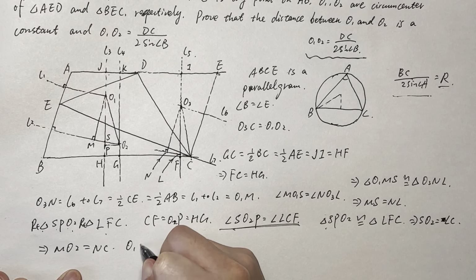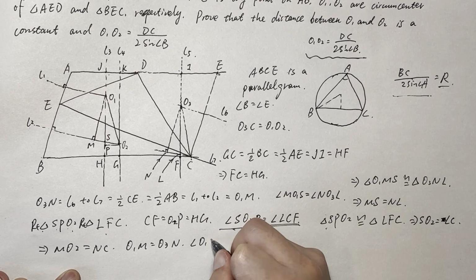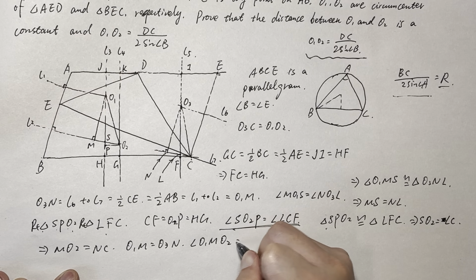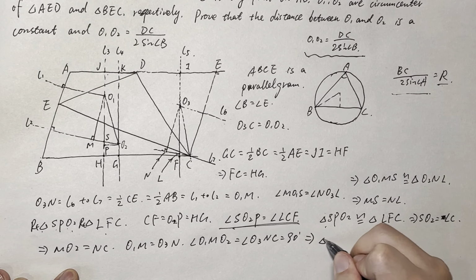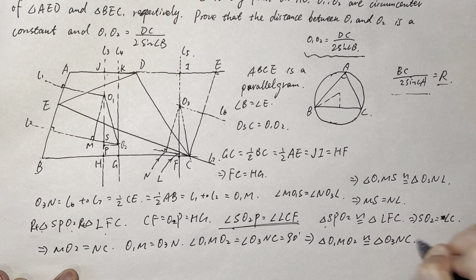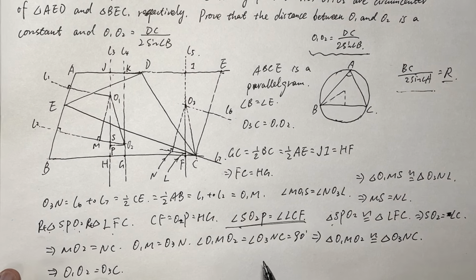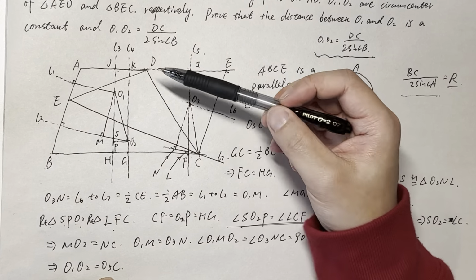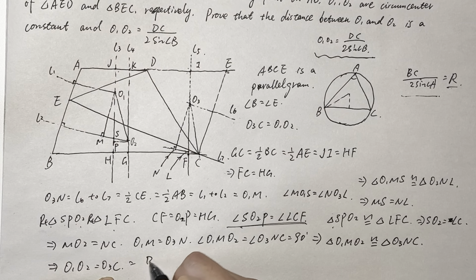We know that O1M equals O3N, and we know that angle O1MO2 equals angle O3NC equals 90 degrees. We know that triangle O1MO2 is congruent to triangle O3NC. Right. So based on that, we know O1O2 equals O3C. And O3C is the radius of the circumcircle of triangle DCE, which equals DC over 2 sine angle B.